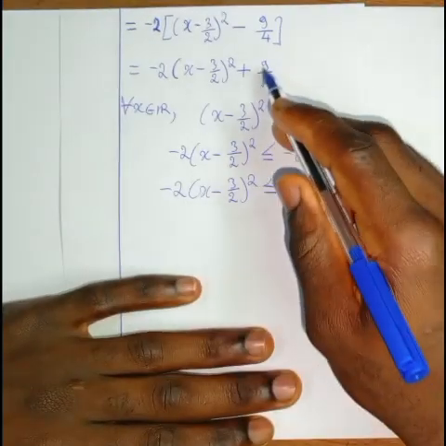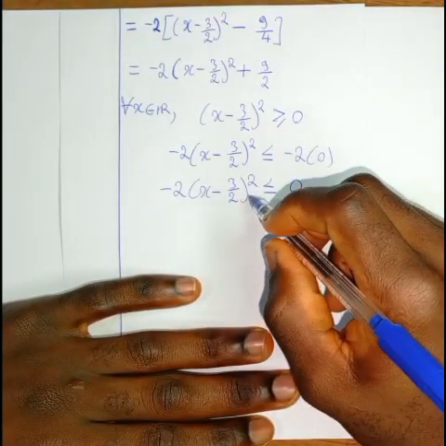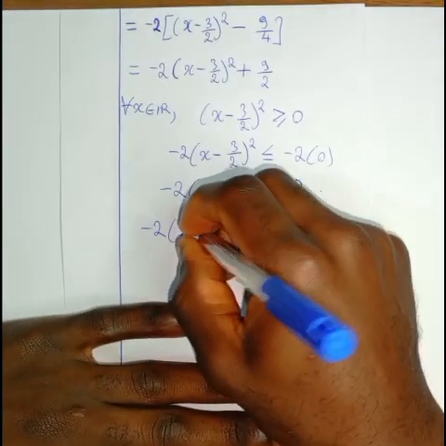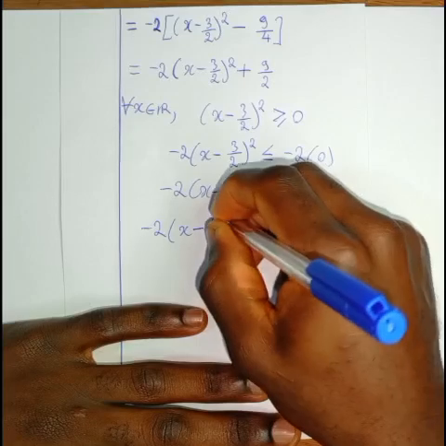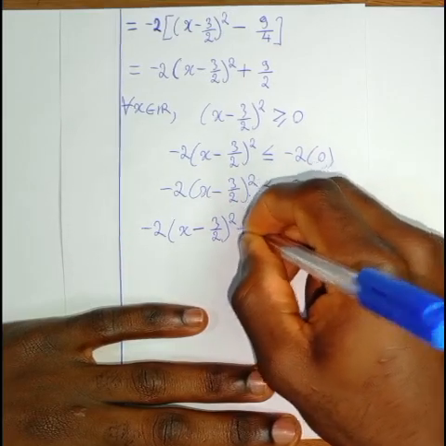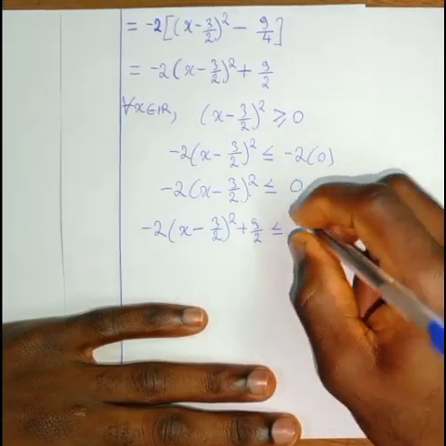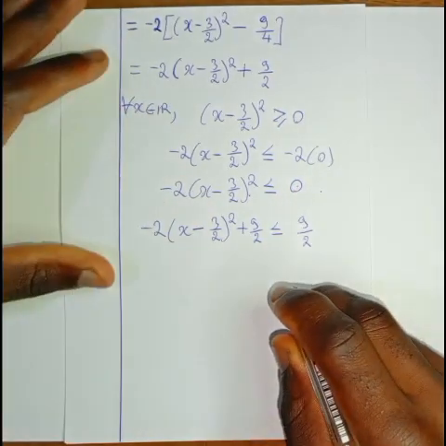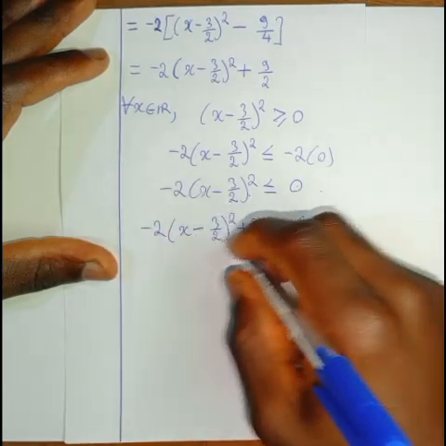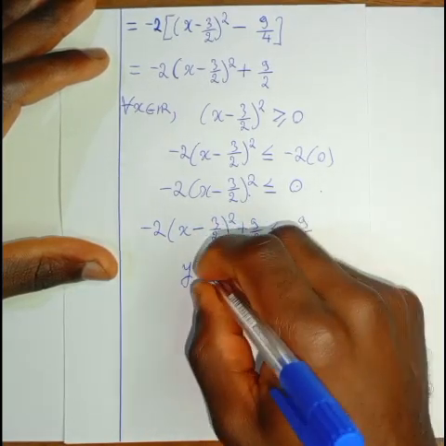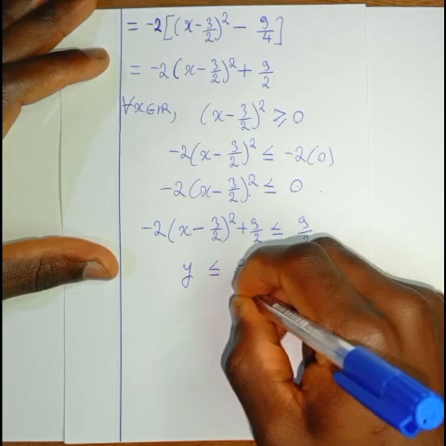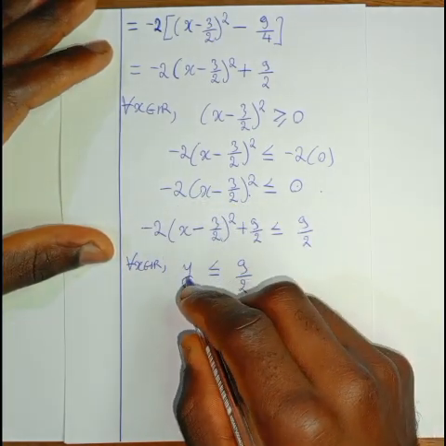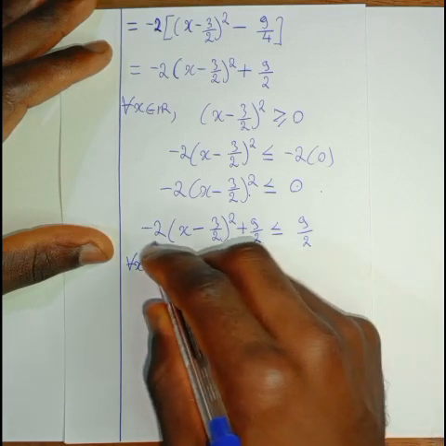Next, we are going to add 9 over 2 on the left hand side and on the right hand side. This will give us negative 2 times (x minus 3 over 2) squared plus 9 over 2 is less than or equal to 0 plus 9 over 2, which remains 9 over 2. This is y. We are going to say y is less than or equal to 9 over 2 for all x belonging to the set of real numbers. Remember, y is a function of x. This is our y.